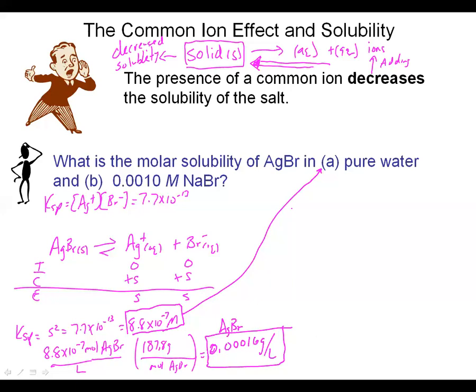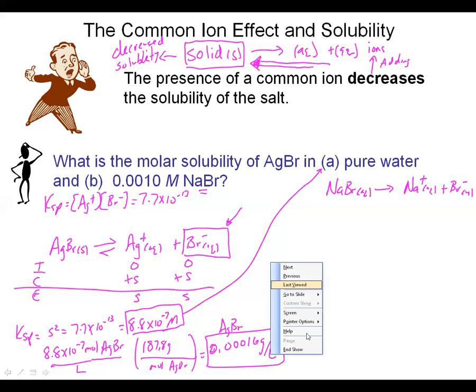And when we have something like sodium bromide, it is a soluble ionic compound. And when silver bromide goes into solution, it is going to produce silver ions and bromide ions, right? And when we look at our original expression here, the common ion in the case of silver bromide is going to be the bromide ions that are going to be supplied by the sodium bromide.